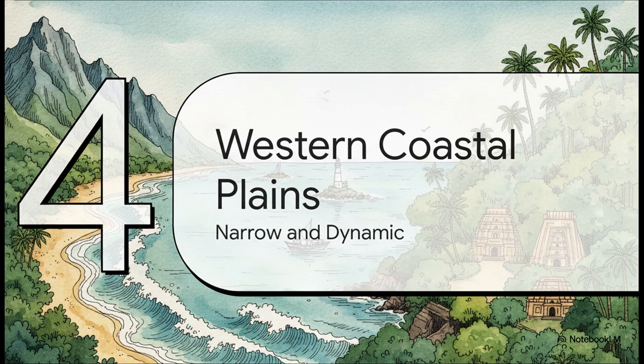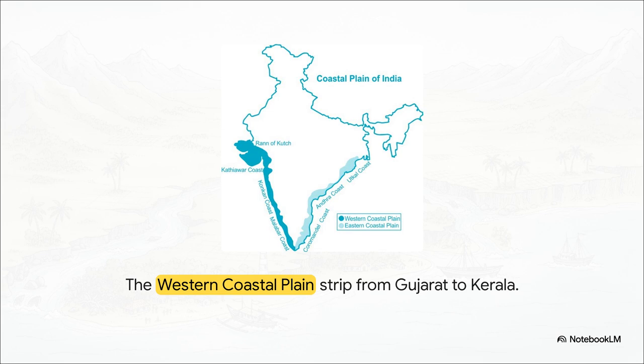Okay, let's cross over to the other side of the country, Section 4, the Western Coastal Plains. This side is dynamic, it's a lot narrower, and it is geographically packed with stunning features. Shifting our focus, notice how much thinner this plain is compared to the east. It's a very narrow strip, ranging from just 10 to 80 kilometers wide, stretching all the way from the Rann of Kutch and Gujarat right down to Kerala.